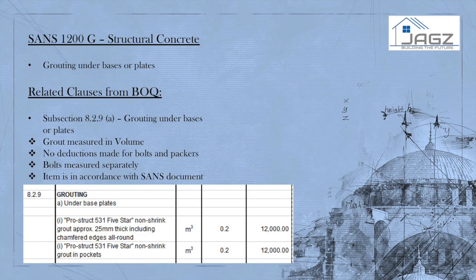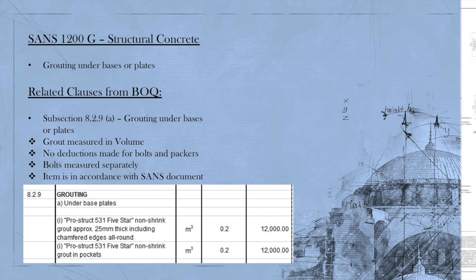In the case study, grouting to the underside of the base plate is measured in volume and no deductions are made for bolts and packers. Bolts here are measured as a separate item. The thickness of the grout is 25 mm and the item is measured in volume. Therefore, the item is measured in accordance to the SANS document.